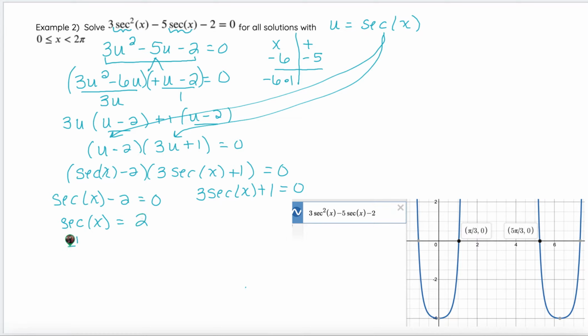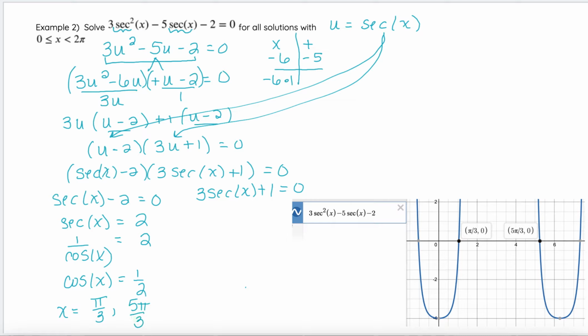This is the same as 1 over cosine, which is equal to 2. Using reciprocal properties, this is also the same as cosine is equal to 1/2. I know that cosine is equal to 1/2 by looking around my unit circle at pi over 3 and 5 pi over 3. So we found two solutions.